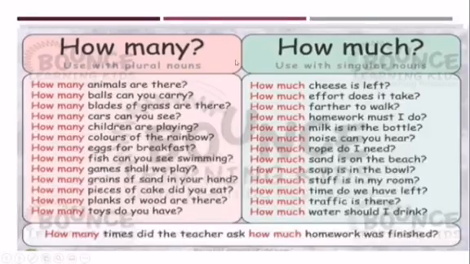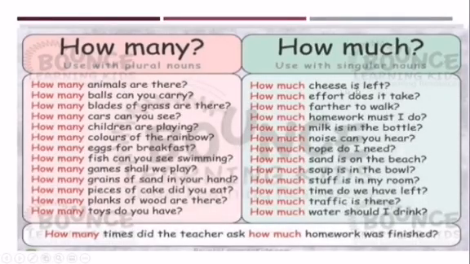Here we have some examples of making questions with how many and how much. How many animals? Remember, when we use many, the noun must be countable, and it's always going to be plural. How many animals are there? How many balls can you carry? How many blades of grass are there? How many cards? How many children? How many colors? How many eggs? Okay? But when we talk about uncountable nouns, we say how much.